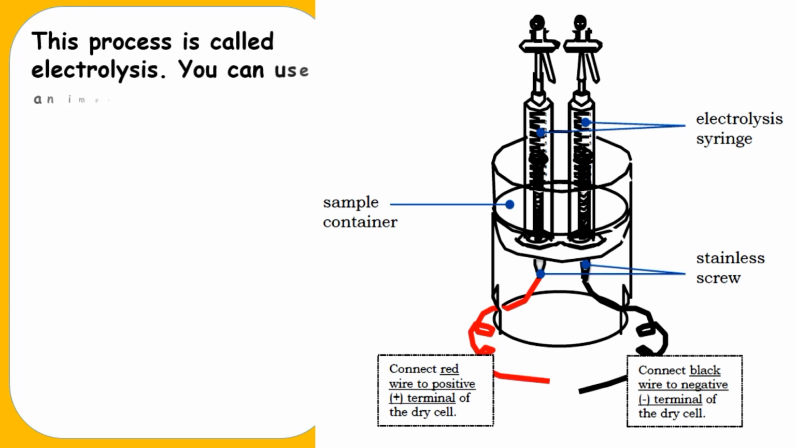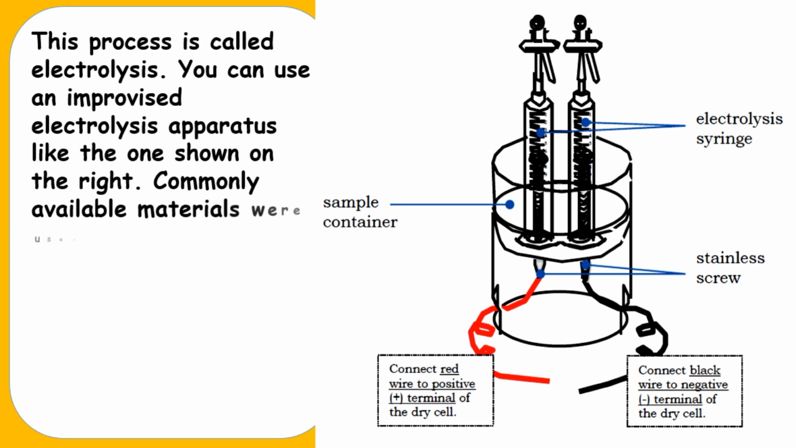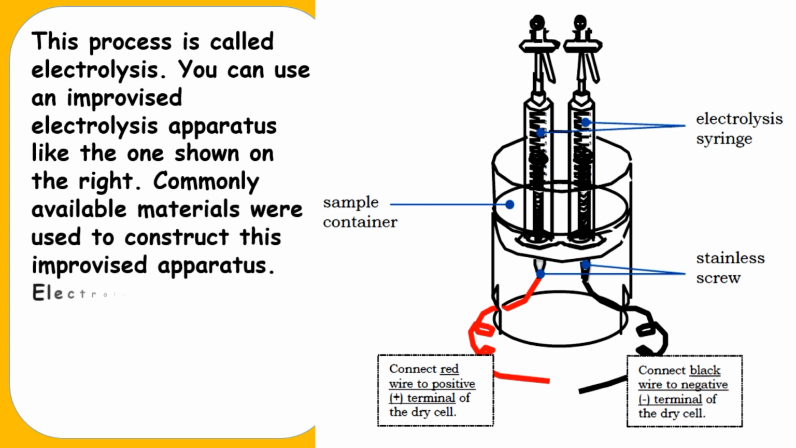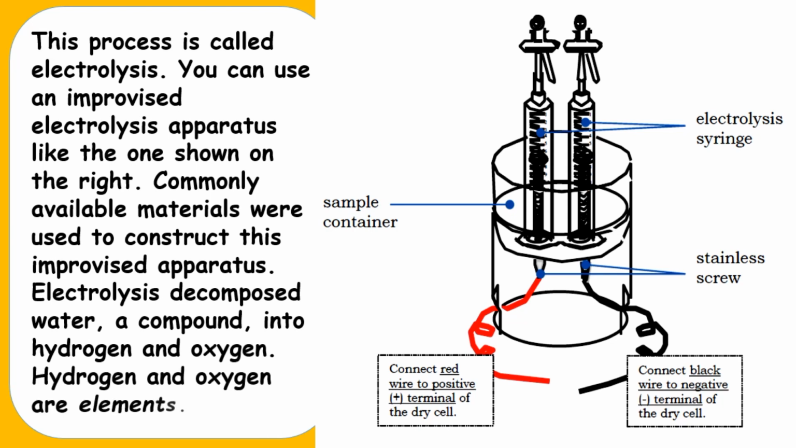You can use an improvised electrolysis apparatus like the one shown on the right. Commonly available materials were used to construct this improvised apparatus. Electrolysis decomposed water. Water is a compound into hydrogen and oxygen. Hydrogen and oxygen are elements.